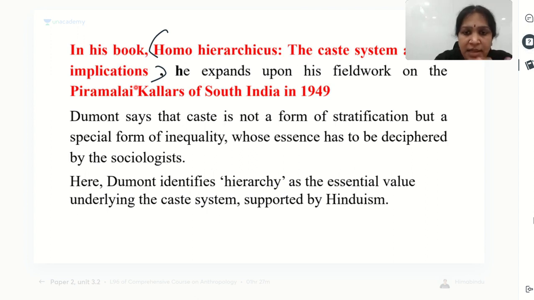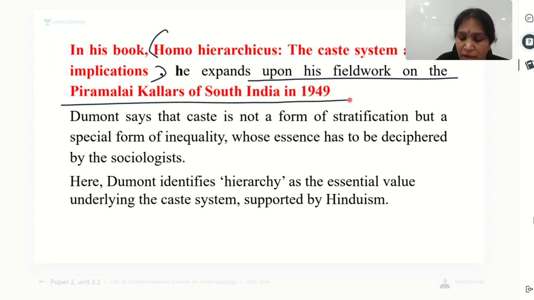What is caste system? इसका implications क्या है? Implications बोले तो consequences. Okay. So effect क्या है इसका? Okay. So in that book, Dumont explains upon his fieldwork on Piramalai Kallars of South India in 1949. Okay, Piramalai Kallars is one higher caste. Okay, in South India, he studied them in 1949. Based on that fieldwork, he wrote this book. Is it clear? Yes, clear till now?